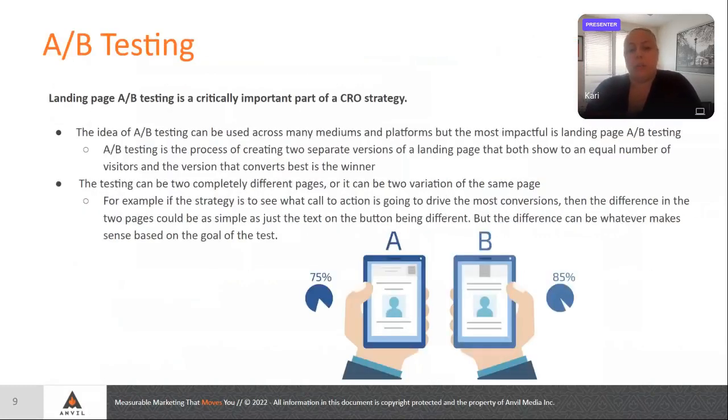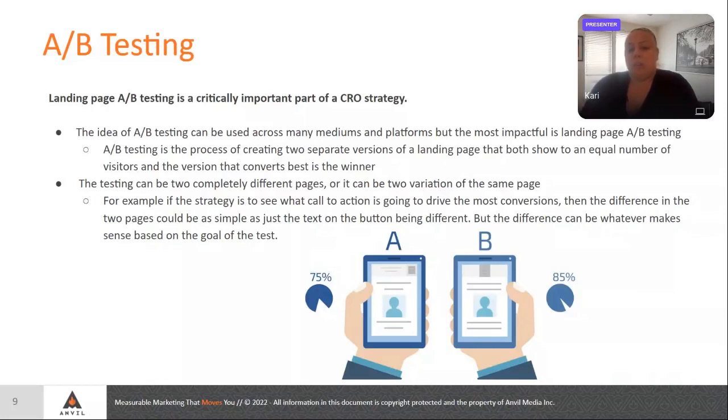So one of the ways that you can help modify your landing pages, especially for CRO, is A/B testing. And the idea of that can be used across many mediums and platforms, but landing pages is definitely the most impactful. It's essentially the process of creating two separate versions of a landing page that should both be shown to an equal number of visitors. And then the version that converts better is the one that you determine the winner of that test. And then you can continue testing beyond that.